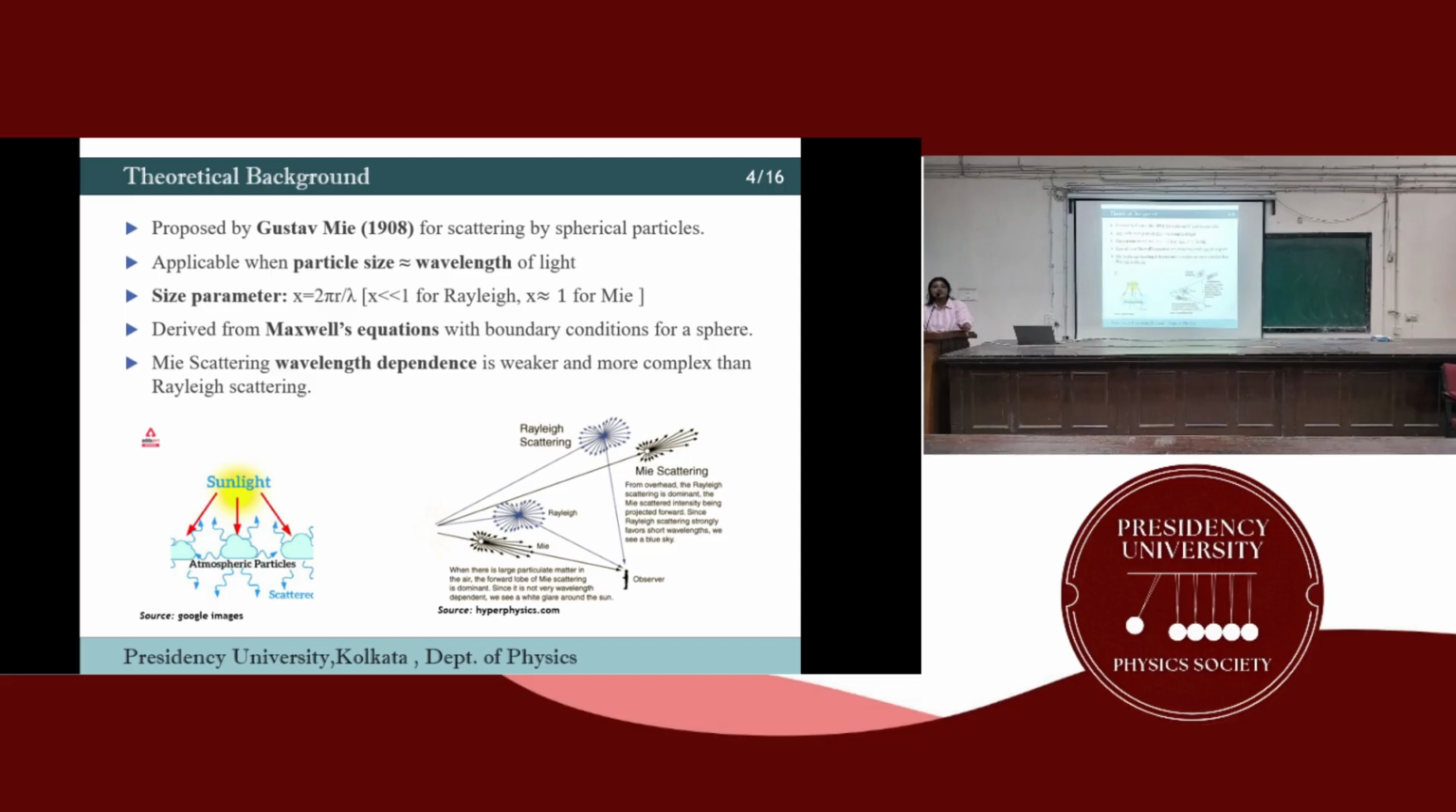We are considering this particle as a spherical thing, and lambda is the wavelength of the incident light. For Rayleigh scattering, x is much smaller than 1. And for Mie scattering, x is about 1. This Mie scattering theory is derived from Maxwell's equations with certain boundary conditions for a sphere, and the wavelength dependence in Mie scattering is much weaker and more complex than Rayleigh scattering.